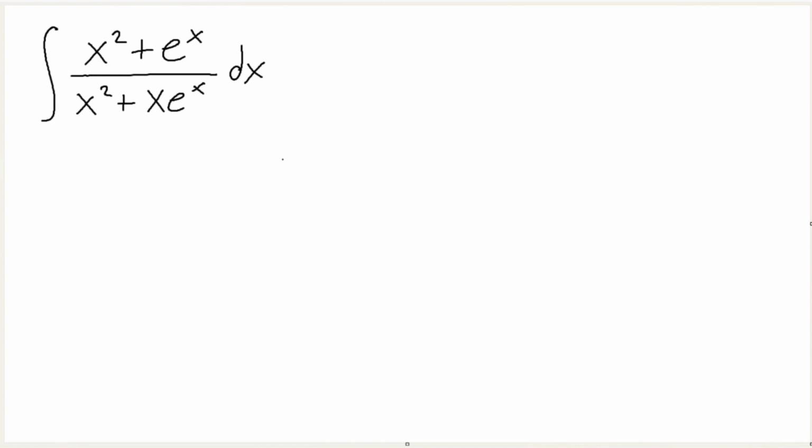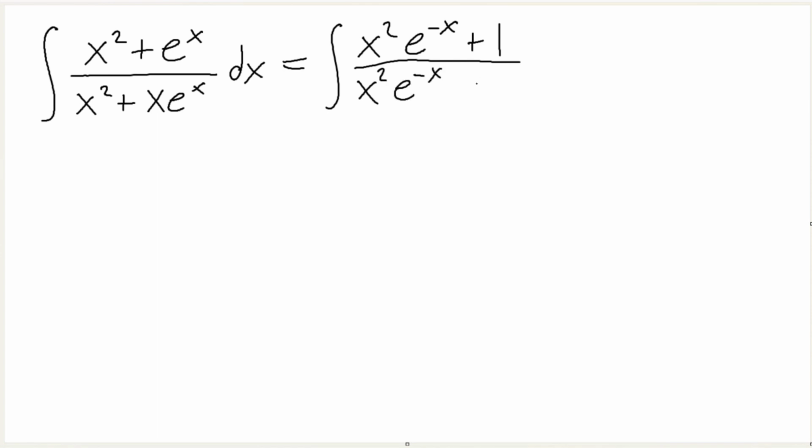So, instead of dividing by x, what are we going to do? How about dividing by e to the x? Let's try that. x squared e to the x plus 1. x squared e to the negative x plus x. Oh. Huh. Close, but not quite, right?